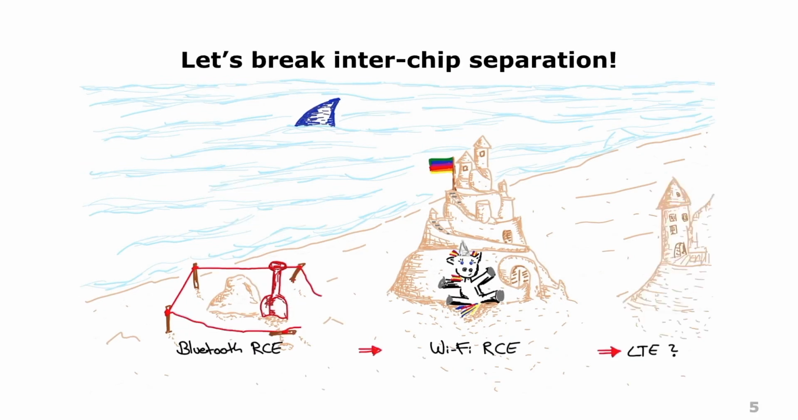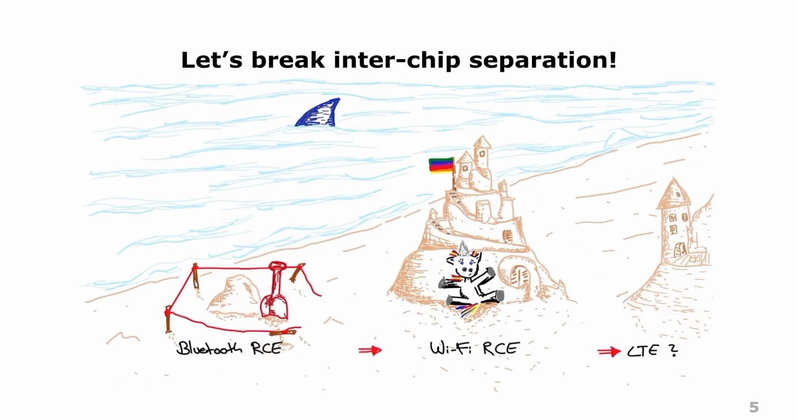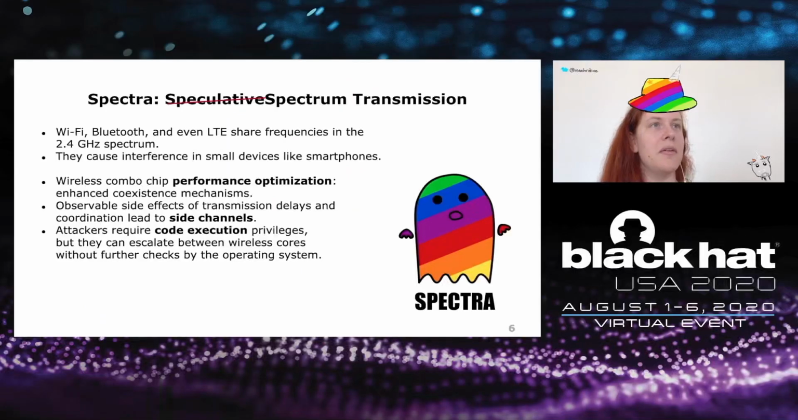And then I thought like, yeah, maybe there's another thing that we can do, which is actually breaking the chip separation. So saying I have a Bluetooth RCE, can I attack Wi-Fi or even LTE instead of going all the way up to the operating system? And so I called Francesco and said like, yeah, you know, let's build something called speculative transmission.